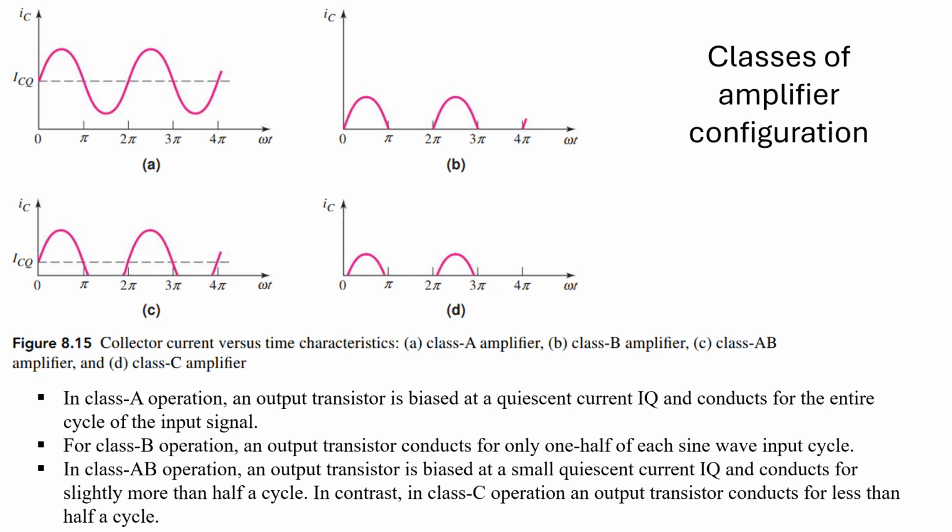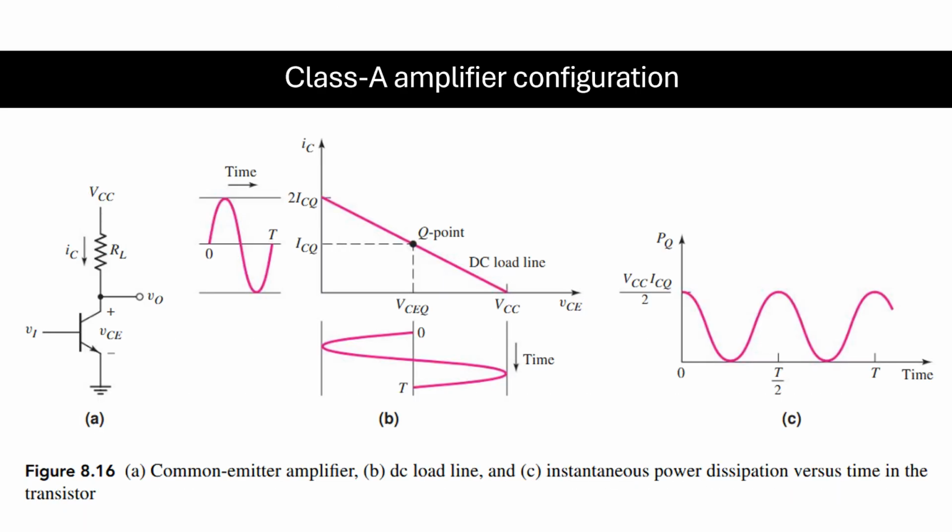In class AB operation, it will conduct for something between the whole cycle and the half cycle. It means class AB is a mix of class A and class B. That is why this is called class AB. Here the output transistor is biased at a small quiescent current IQ and conducts for slightly more than a half cycle. In contrast, in class C operation the output transistor conducts for less than a half cycle.